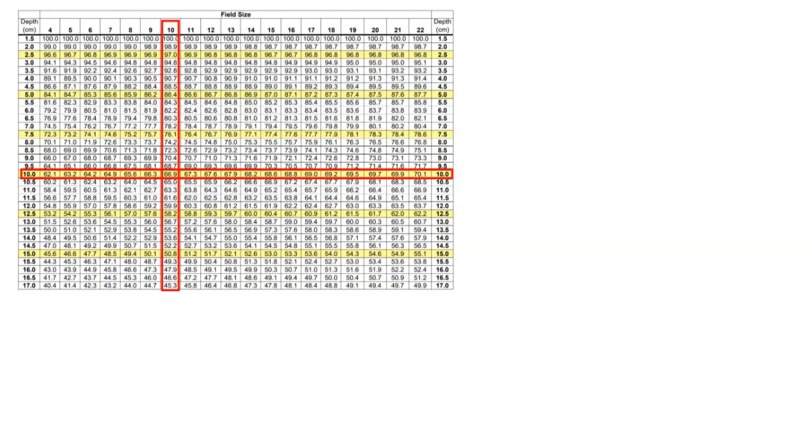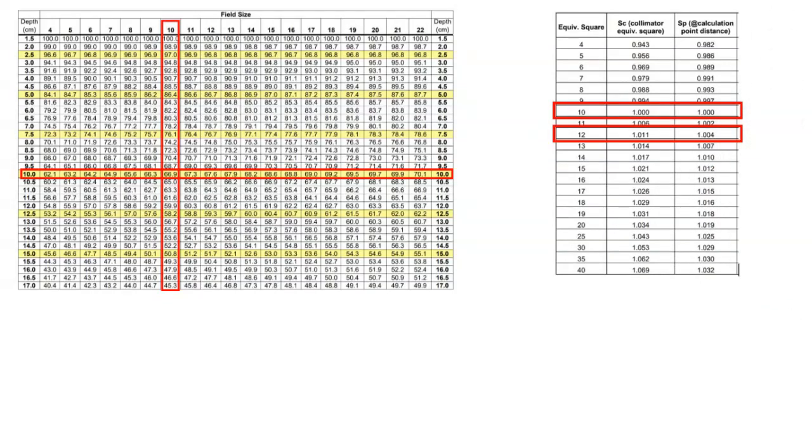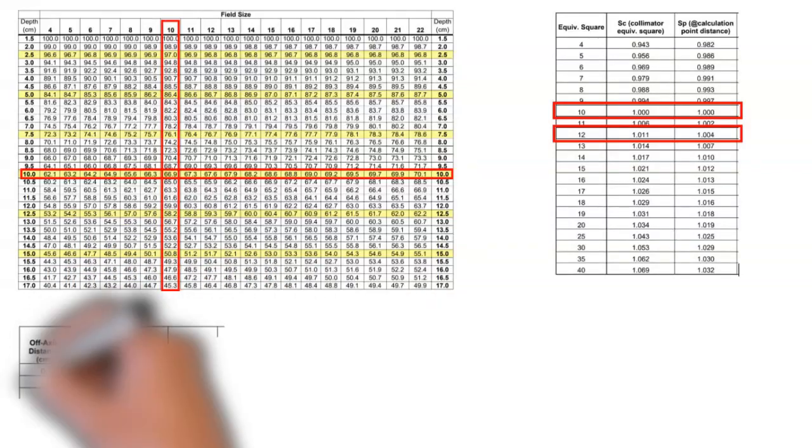So our PDD for the blocked field size of 10 at a depth of 10 is equal to 66.9. We can easily find that in the table there. And then we can go to get our scatter factors. For the phantom scatter factor, we use field size 10 because you use the blocked field for that. By definition, that is equal to 1. And for the collimator, we use 12 because that's our equivalent square field size for the collimator. And so we use 1.011 for the collimator scatter factor.